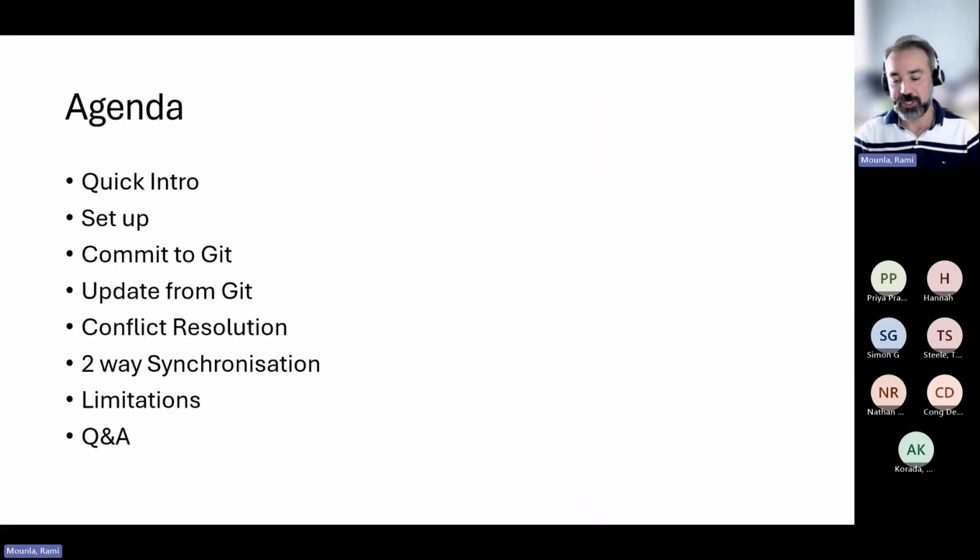Anyway, the agenda today is that I'll do a quick introduction over what the Dataverse integration with Git is all about. And I'll go through 5 main elements of it: how to set it up, how to do your first commit, how to get an update coming from Git, and how to resolve a conflict. So if changes were made on the two sides at the same time, how to resolve that. And the last one is how to do a two-way sync, where you've got two environments connected to the same Git integration, and you would like to make changes from one environment and push them to the other environment. And then towards the end, we'll talk a little bit about limitations and Q&As.